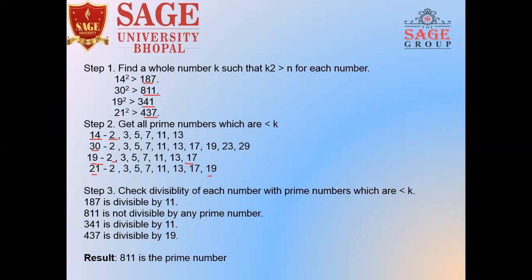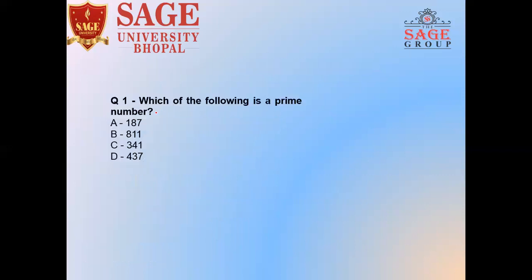So 187 is divisible by 11. It is not a prime number. 811 is not divisible by any prime number, so this is the prime number. Similarly, 341 and 437 are again divisible by prime numbers. So our correct answer is 811.